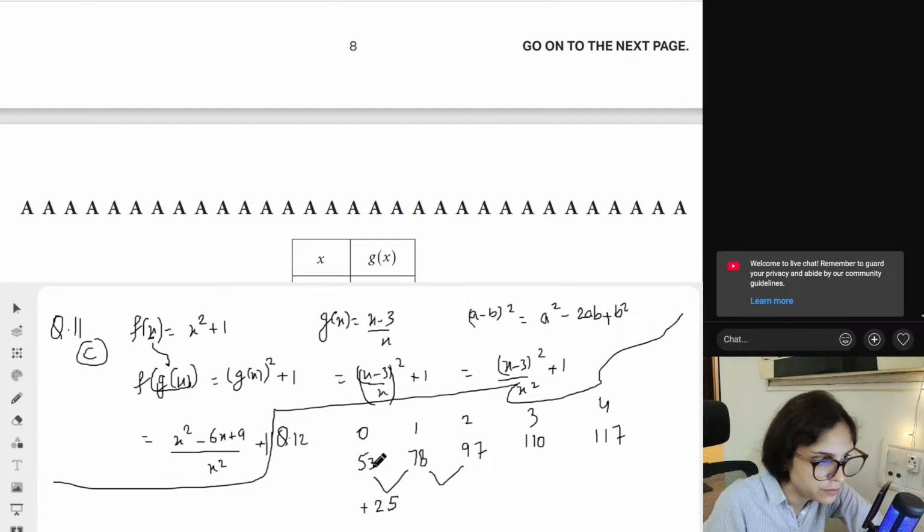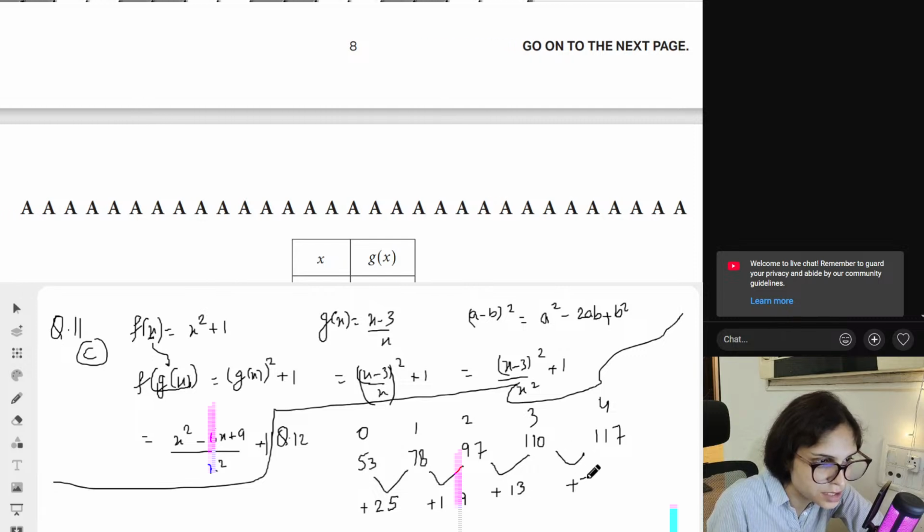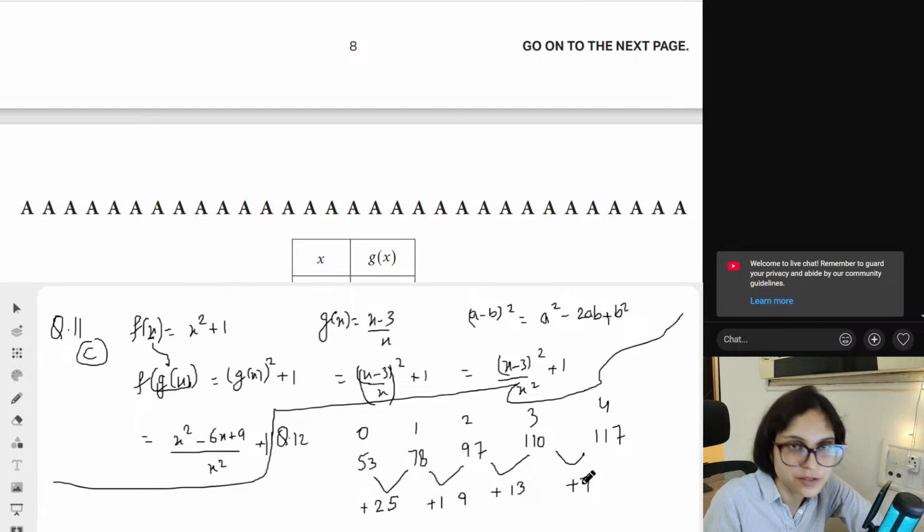You're adding 25, because 5 plus 3 is 8, 5 plus 2 is 7. Now 97 minus 78: 17 minus 8 is 9, 8 minus 7 is 1, so this is 19. 110 minus 97 is going to be plus 13. And this is plus 7. So this is not linear because the first successive differences are not constant.